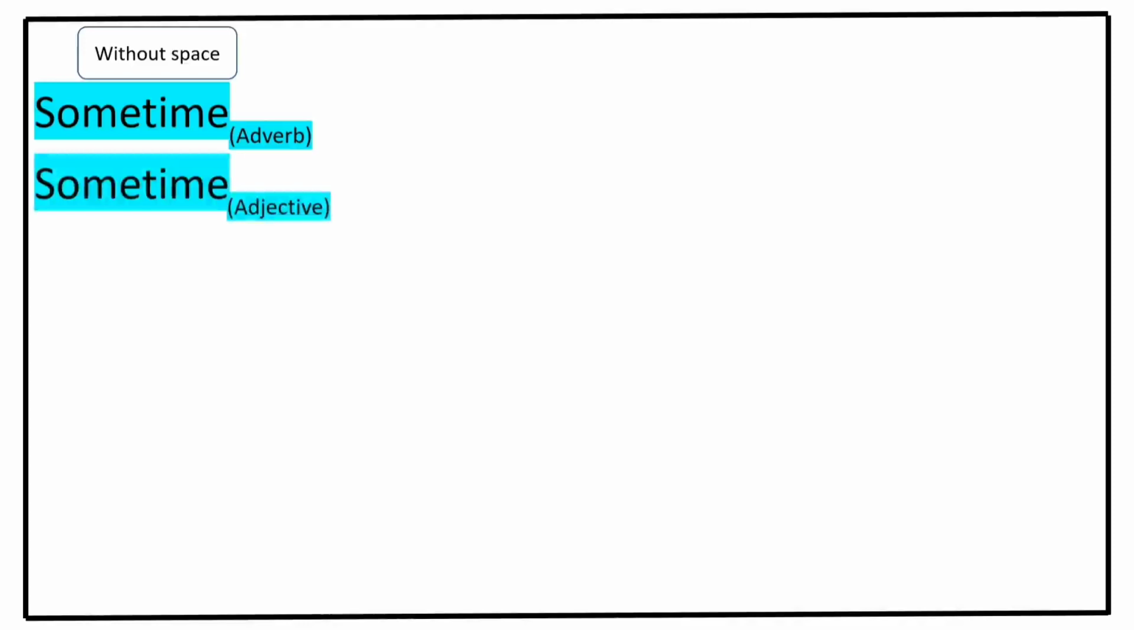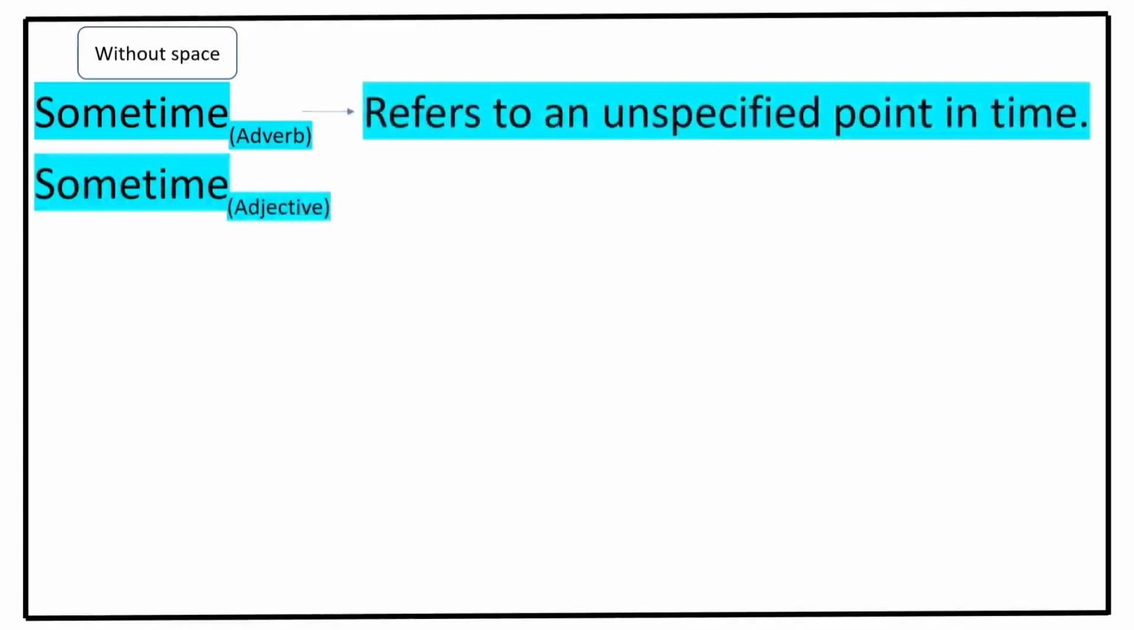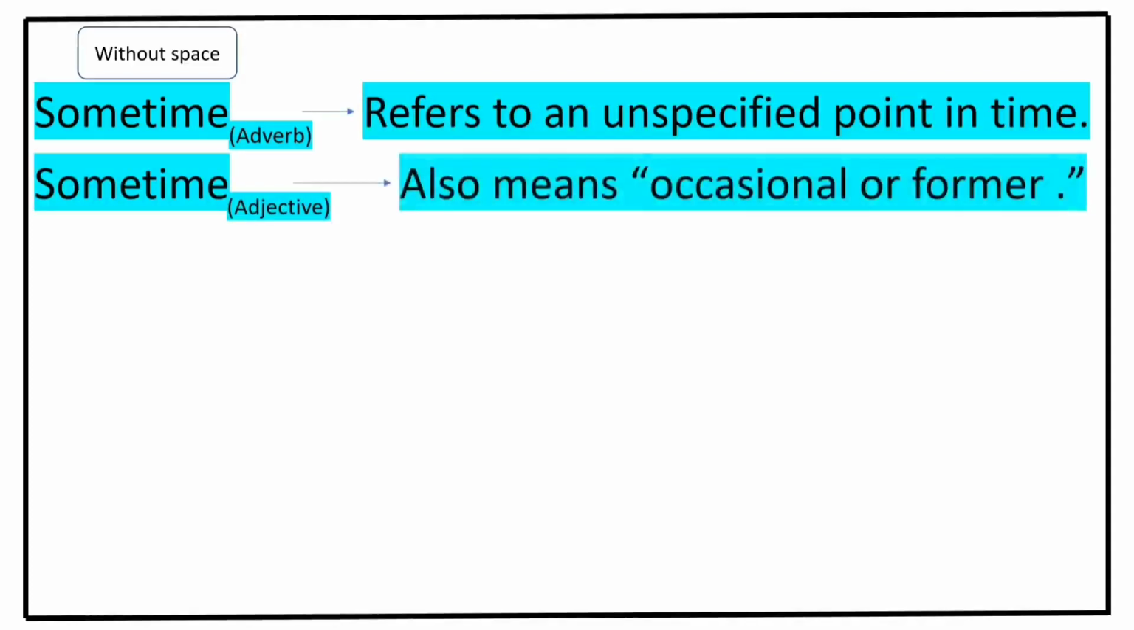"Sometime" without a space can be both an adverb and an adjective. When it is used as an adverb, it refers to an unspecified point in time, and when used as an adjective, it can mean occasional or former in certain contexts. Let's see how we use it.